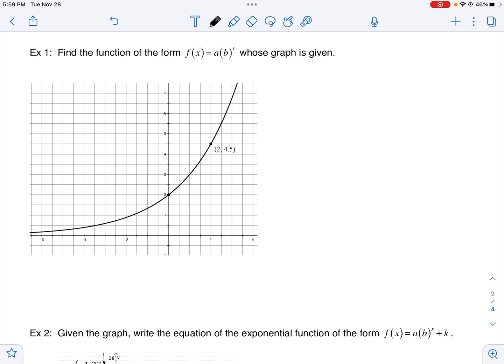So writing exponentials, we need at least 2 points. There could be more. I'm just going to use these two here, (0, 2) and (2, 4.5). And if we know it has to be of the form f of x equals a times b to the x, remember that the x coordinate is 0, and then your output, or y, or f of x is 2.